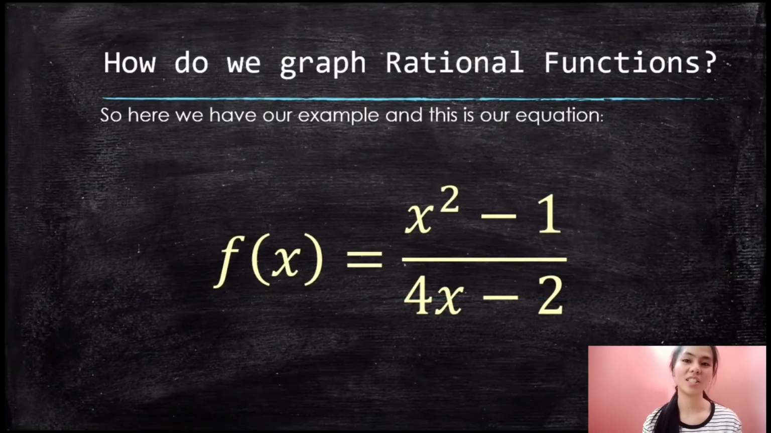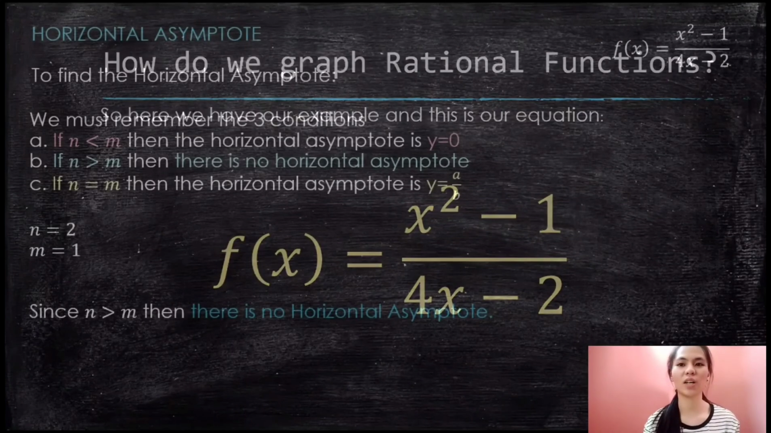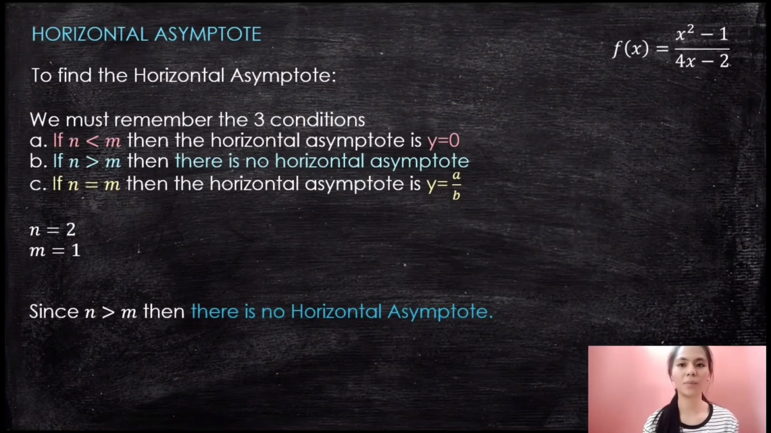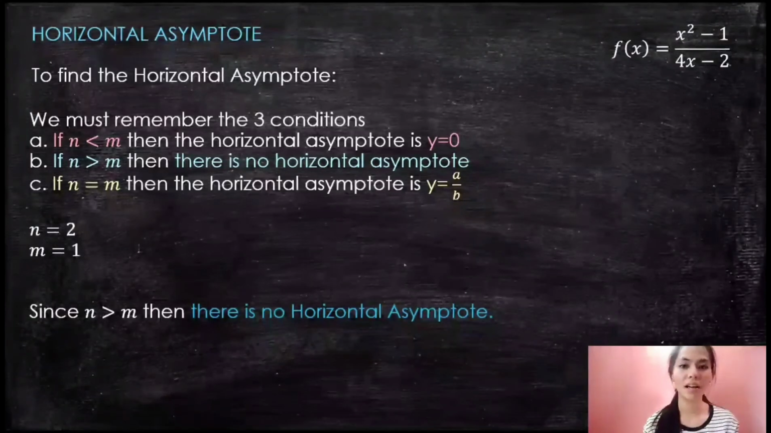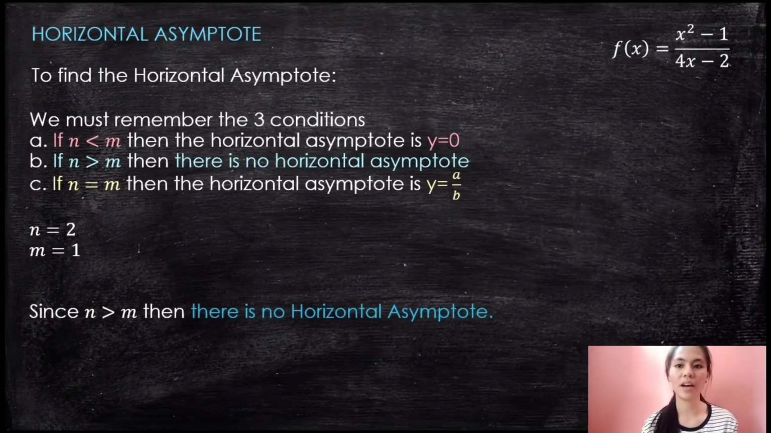How do we graph rational functions? Here we have our example and our equation. First, we need to find the horizontal asymptote. To find it, we must first know the three conditions, where n is the highest degree of the numerator, m is the highest degree of the denominator, a is the numerical coefficient of n, and b is the numerical coefficient of m. If n is less than m, then y equals 0.